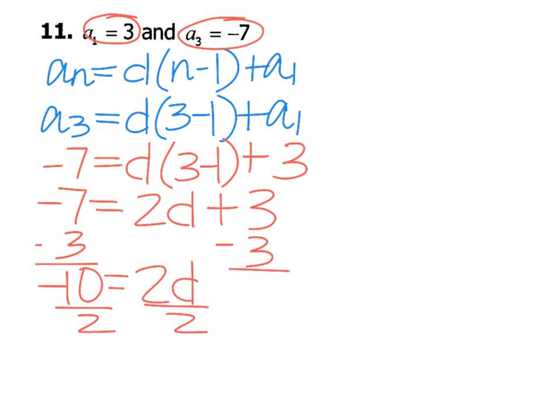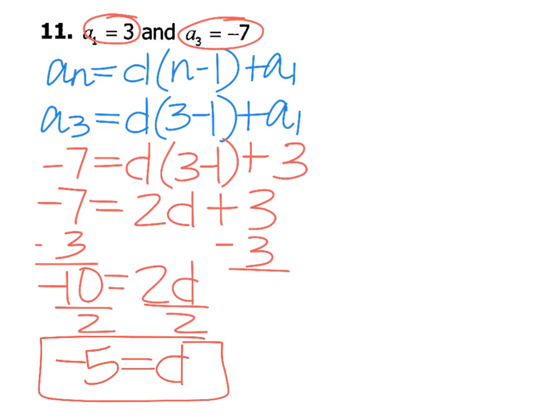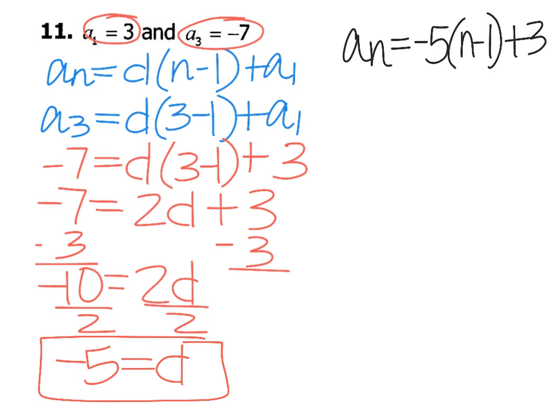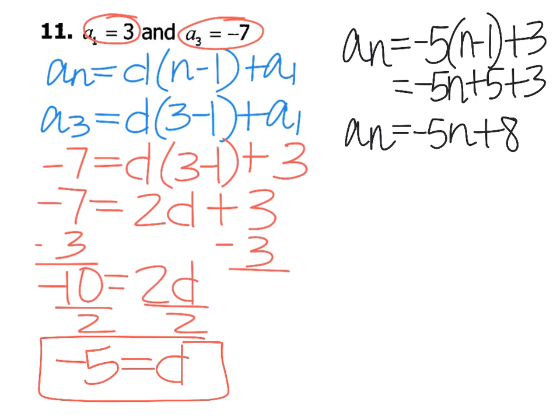All right, and our common difference is negative 5. So we've got our D and our A sub 1, our first term and our common difference. Now we want to go back to our formula and plug it in to find our rule. So A sub n equals our common difference times n minus 1 plus our first term, which is 3. Simplify, so we get negative 5n plus 5 plus 3. So our rule is A sub n equals negative 5n plus 8.